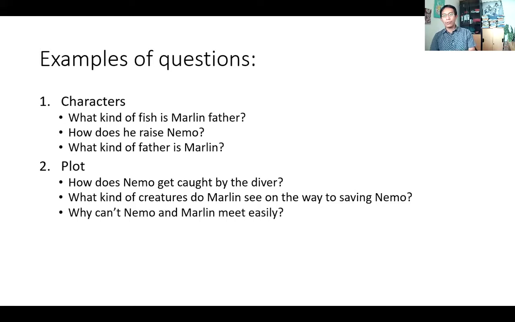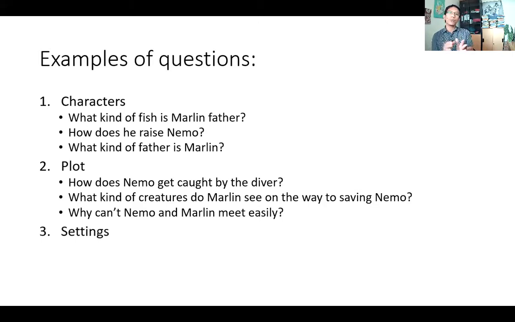Now, you can also ask, why can't Nemo and Marlin meet easily? This is a complex question because it includes a lot of elements in the story, and it also includes Nemo being stubborn, or Marlin being determined, or Nemo being a loving son who eventually understands the father, and so on. So you can ask these questions.